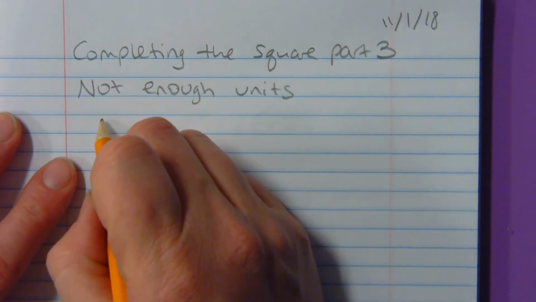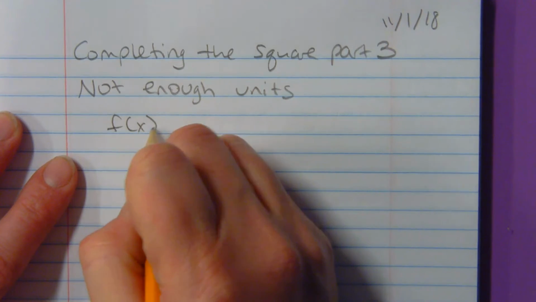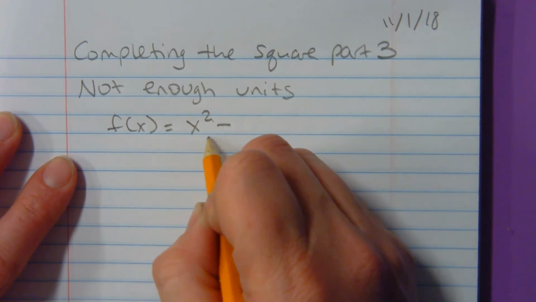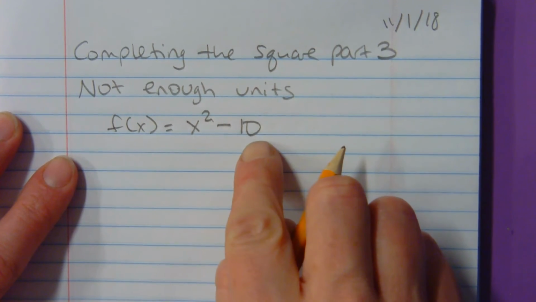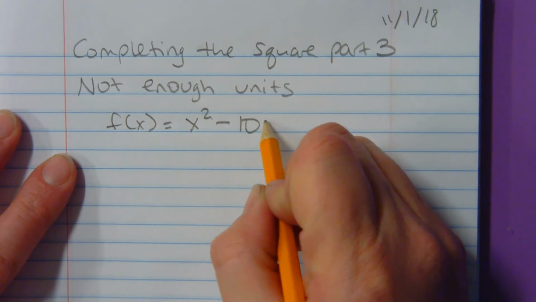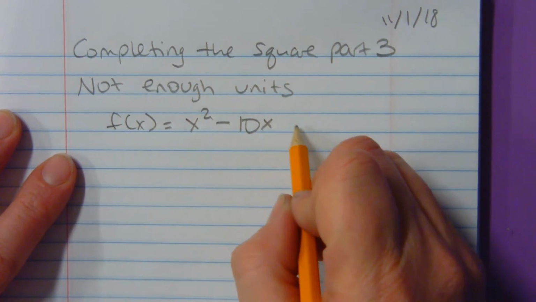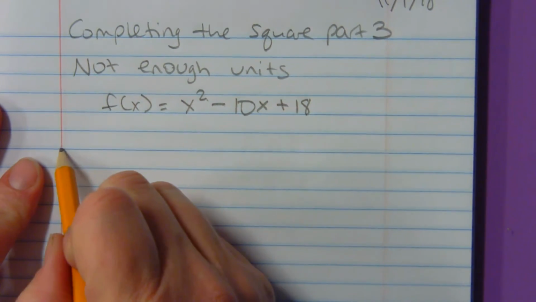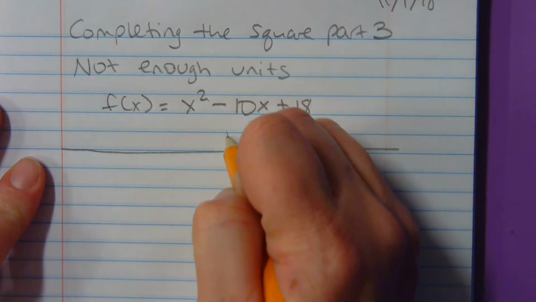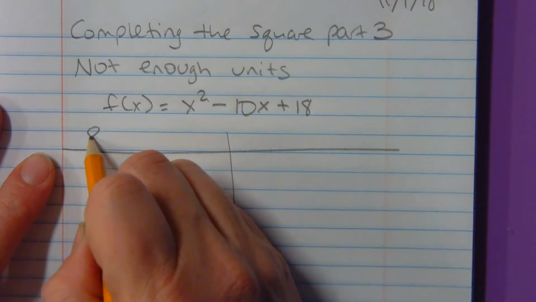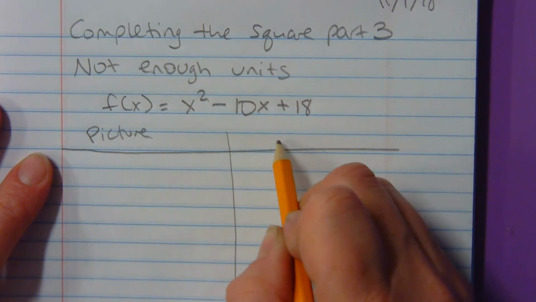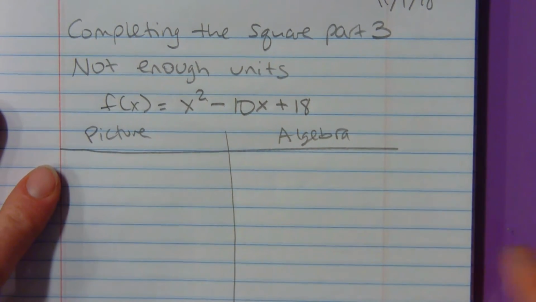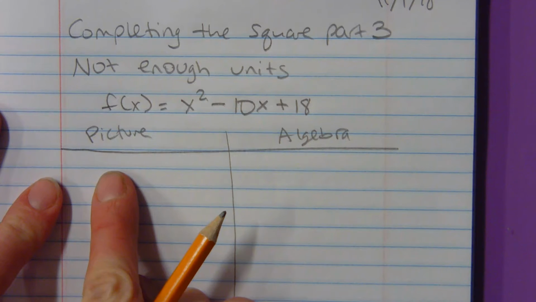All right, so here's my equation. F of x equals, and I'm going to mix this up a little bit. I'm going to put minus to see what happens if that b term is negative. 10x plus 18. So again, I'm going to show you 2 ways to do this problem. I'm going to show you with the picture, and I'm going to show you with the algebra. All right, so I'm going to go with the picture first again.